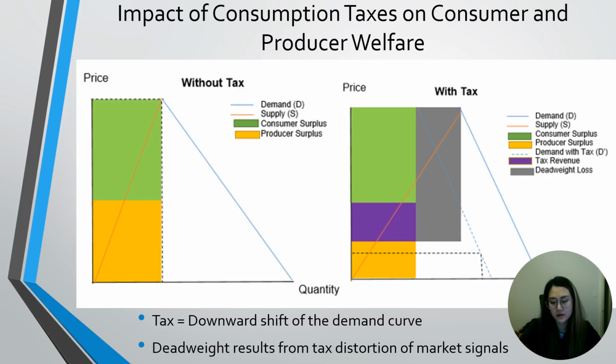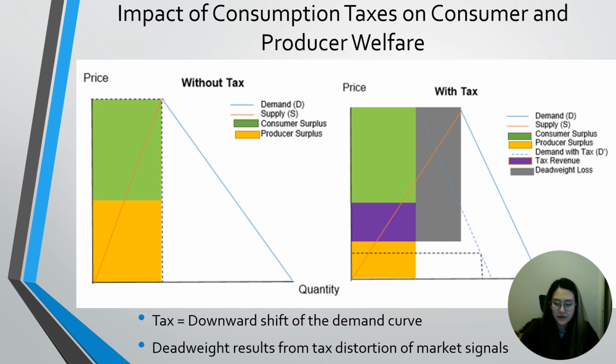As illustrated in this diagram, the impact of a consumption tax on consumer and producer welfare in the market. The left diagram shows the market equilibrium without any tax, where the consumer surplus is represented by the area below the demand curve and above the equilibrium price, and the producer surplus is the area above the supply curve and below the equilibrium price. The right diagram shows the effect of imposing a consumption tax.